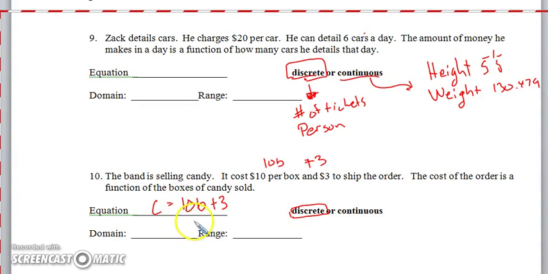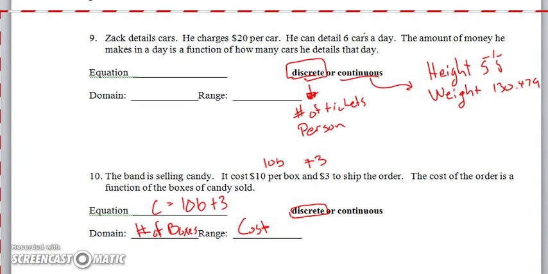Our domain, what's changing here? What's our input? This is the number of boxes, right? And then what's dependent on the number of boxes? The cost. Okay, and for this one, that's what we're looking at here, because it's a little funky if you don't order any boxes. You don't have to pay the $3 shipping and so on and so forth. But this is what I want you to understand here.